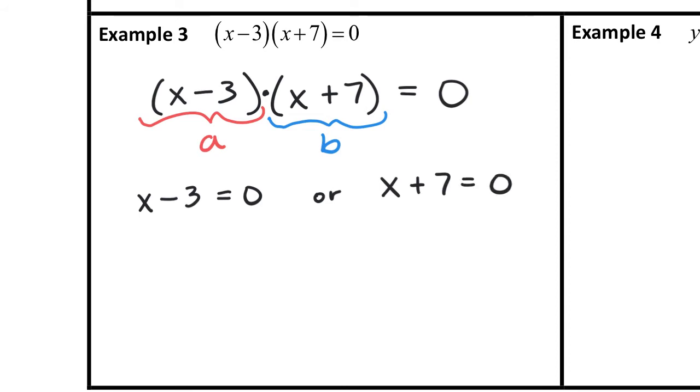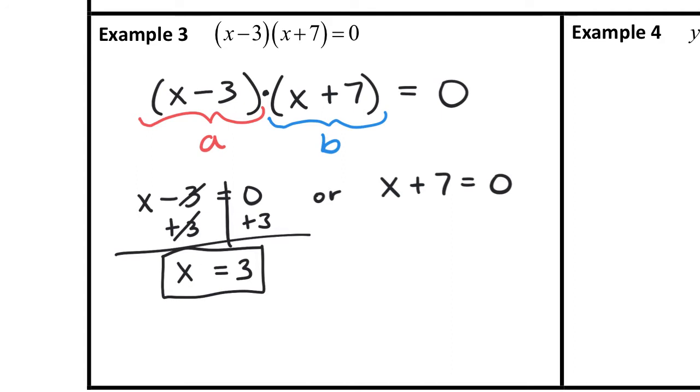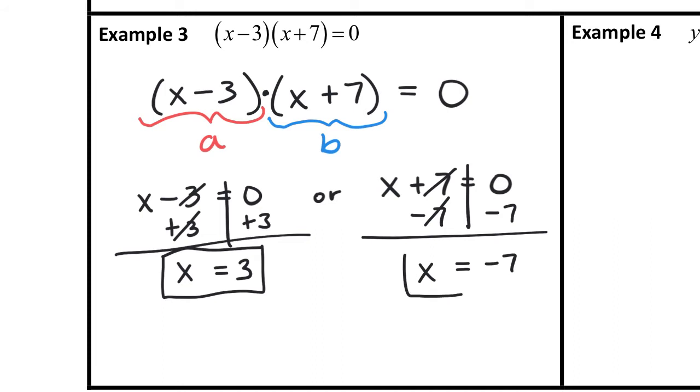And what can we do now? We can solve for x. So let's solve for x. It's opposite of subtracting 3, adding 3. These will cancel. X equals 3. And the opposite of adding 7, subtract 7. 7 minus 7 will cancel, leaving you with x equals -7.